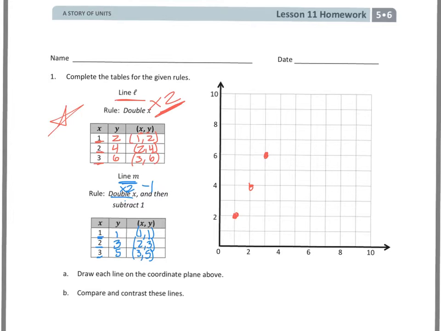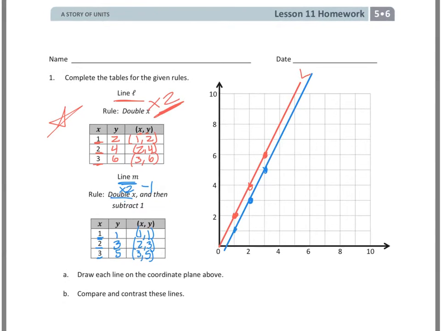And I'm going to put that line in right now. So there's line L. And now I'm going to do the same thing for line M. So I have 1, 1, 2, 3, 3, 5. So I'll make a line connecting them right now. So there's line M, and I'll label that in blue.